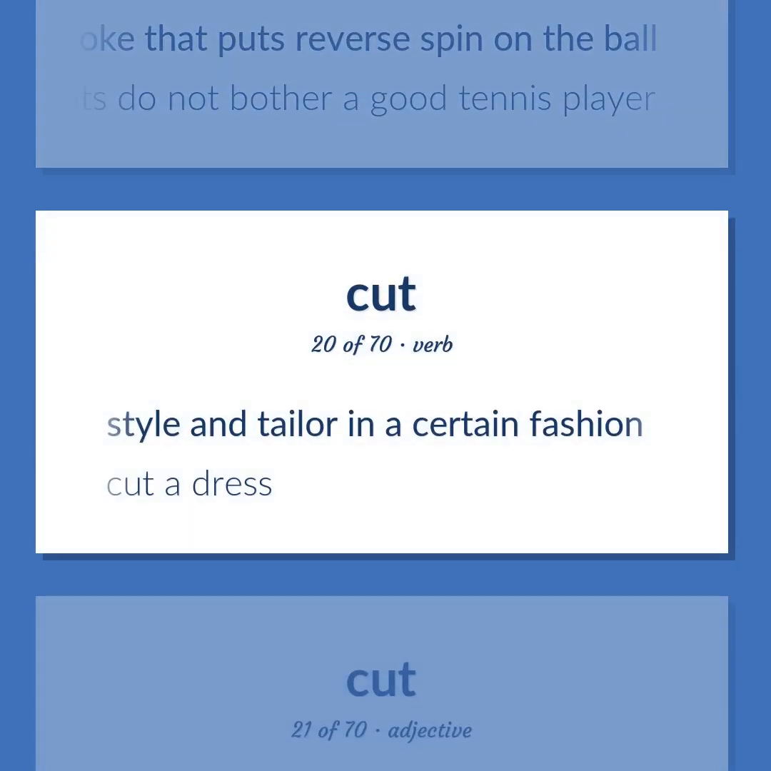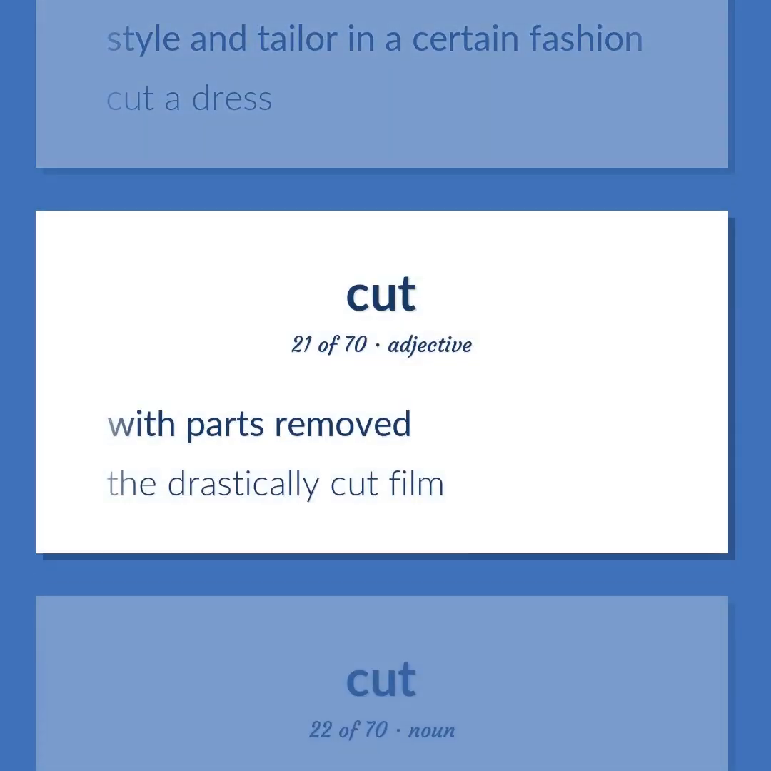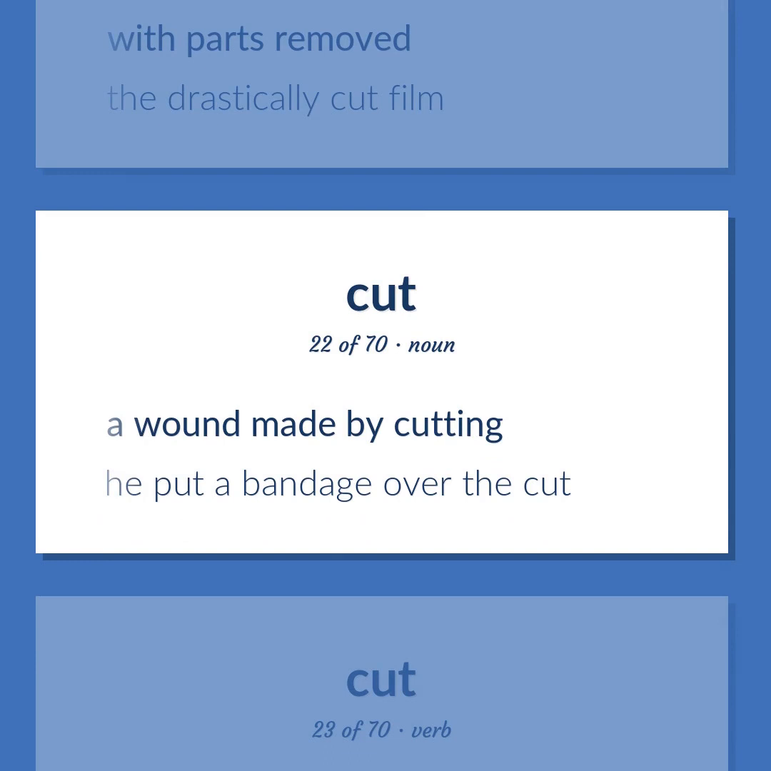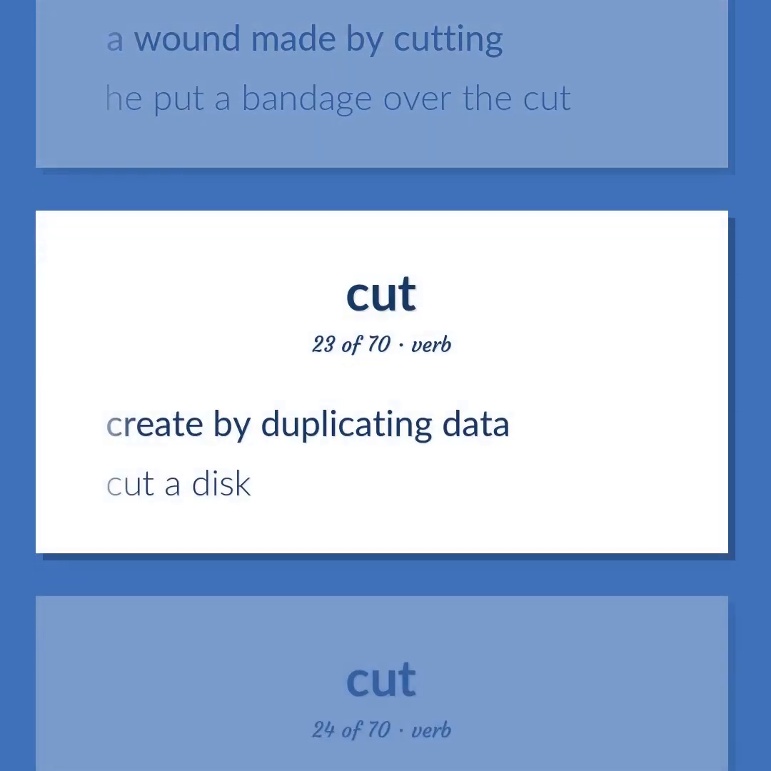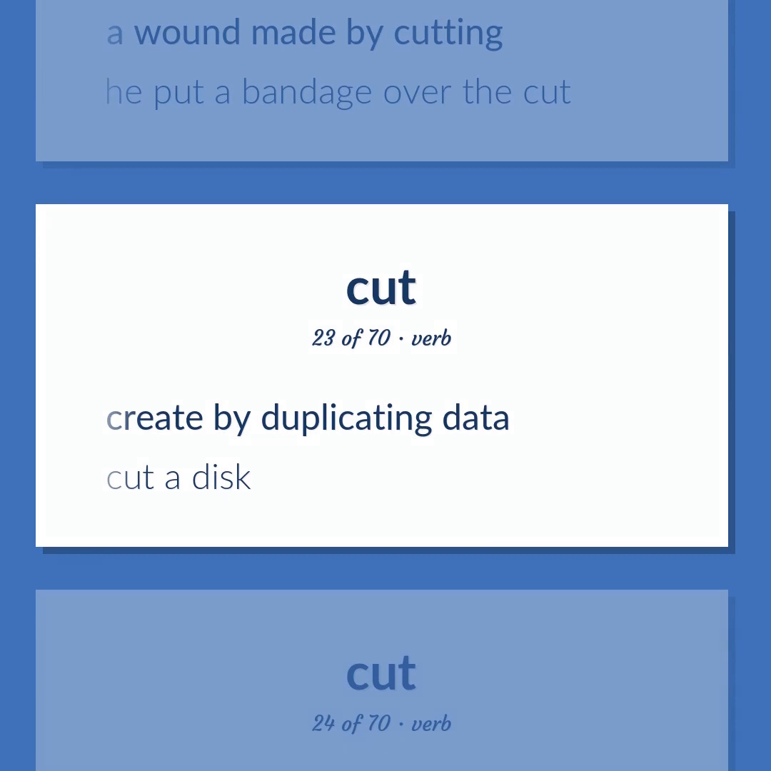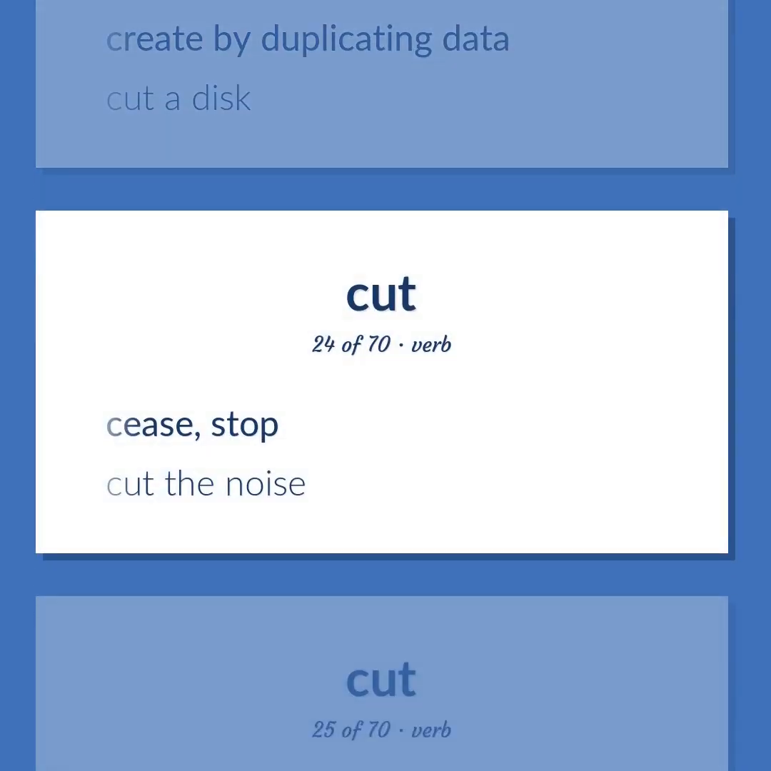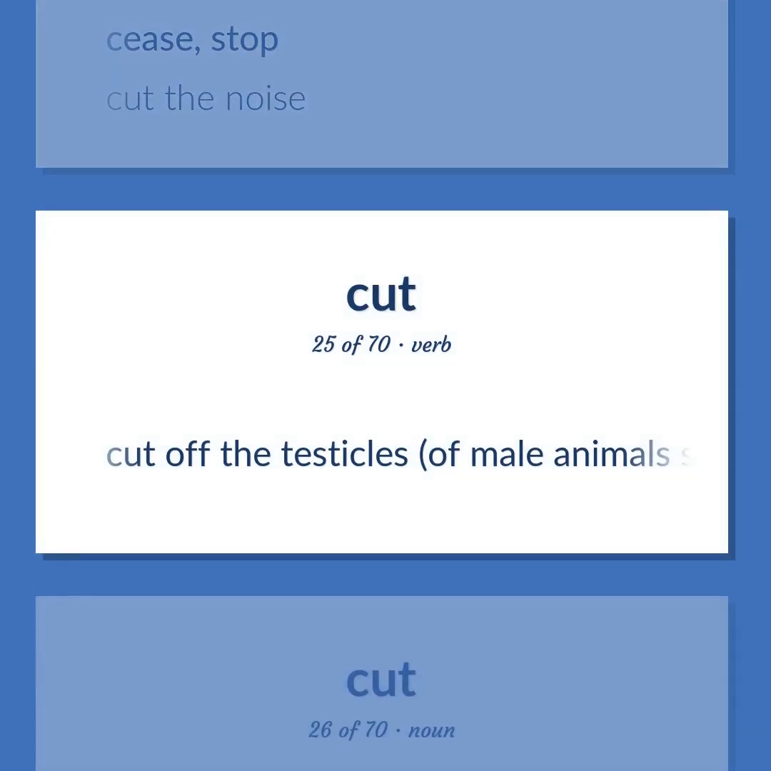Style and tailor in a certain fashion. Cut a dress. With parts removed. The drastically cut film. A wound made by cutting. He put a bandage over the cut. Create by duplicating data. Cut a disk. Cease, stop. Cut the noise. Cut off the testicles, of male animals such as horses.